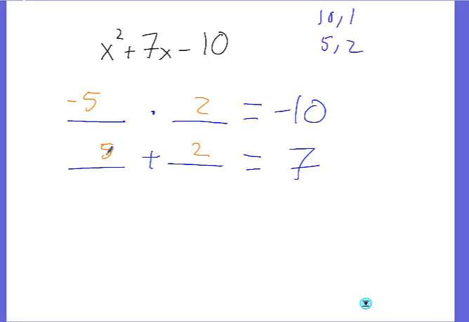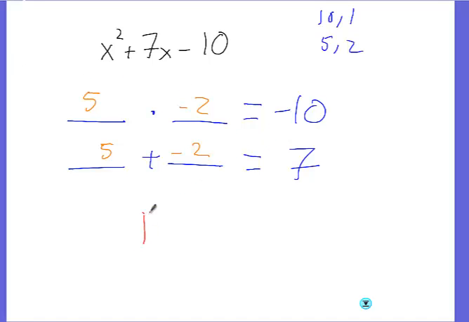Well, we have to make one of these negative, so let's try the 5. Negative 5 times 2 is negative 10, but negative 5 plus 2 isn't 7. So let's negate the 2. 5 times negative 2 is negative 10, but 5 plus negative 2 is not 7. So if you notice, there's actually no combination that's going to make this correct.